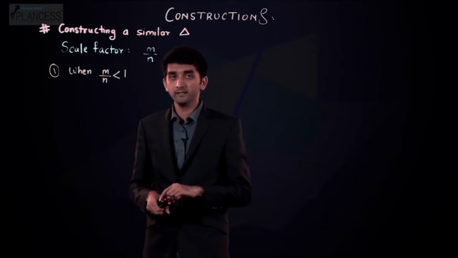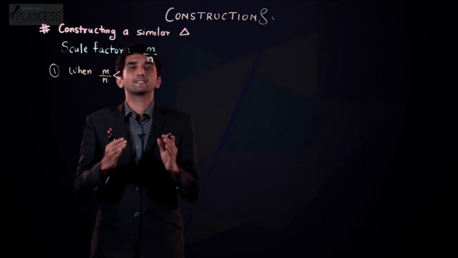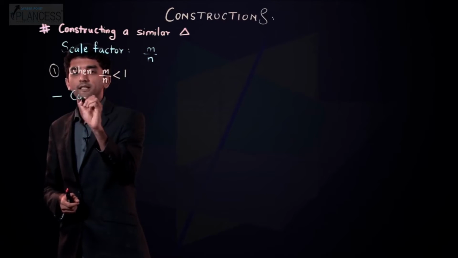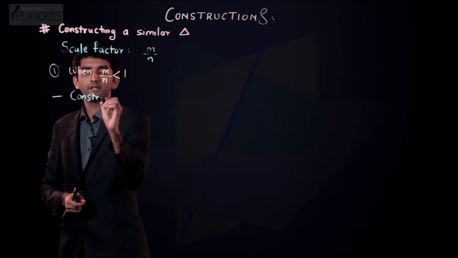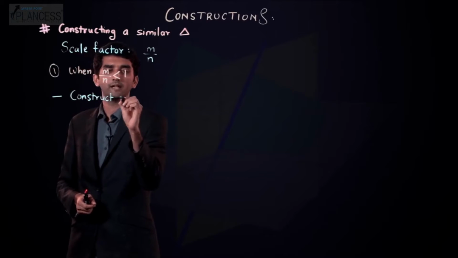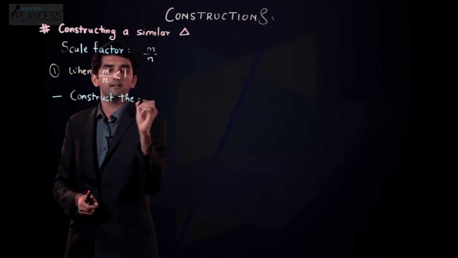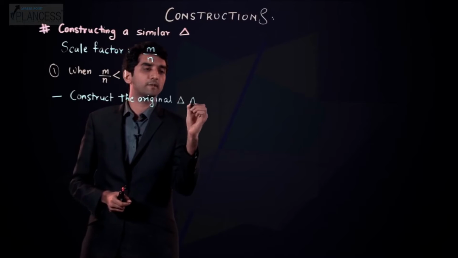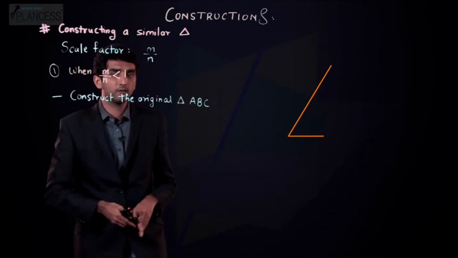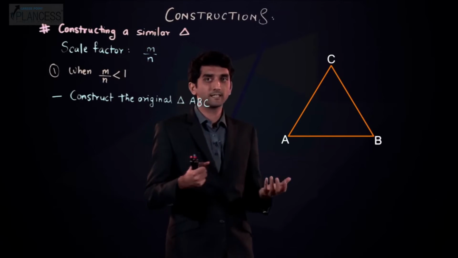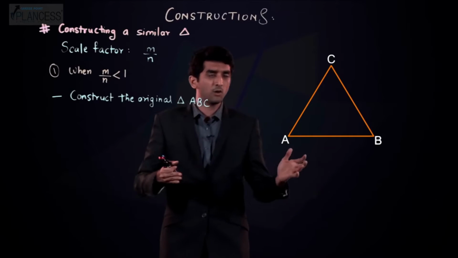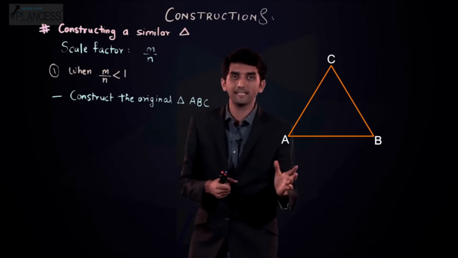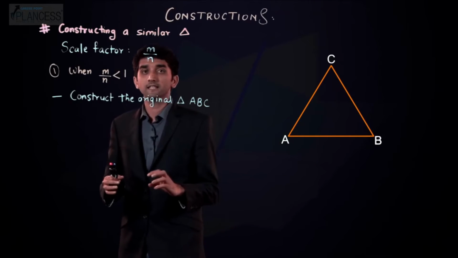So the first thing that we have to do is construct the original triangle. That is something which is quite understood. Given the dimensions of a triangle, we have to construct the original triangle. So I'll write construct the original triangle ABC. If we have already learned how to construct triangles given its dimensions, so let's say we know how to do that, and here is how we have drawn the original triangle ABC. So the original triangle is taken care of.